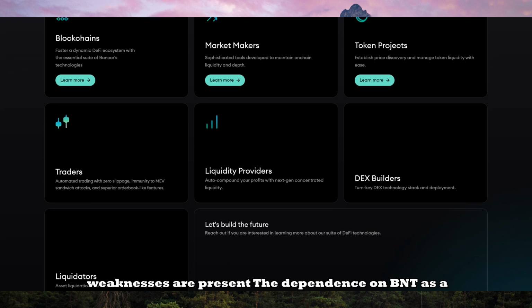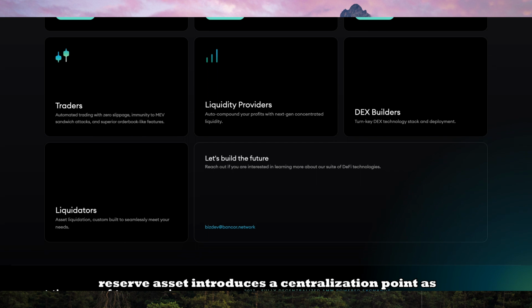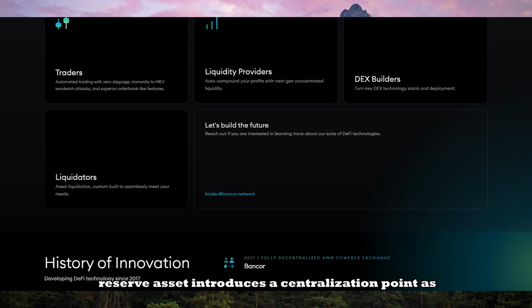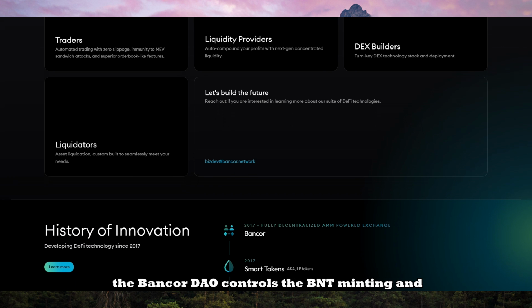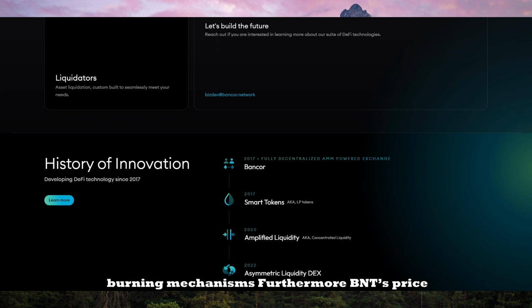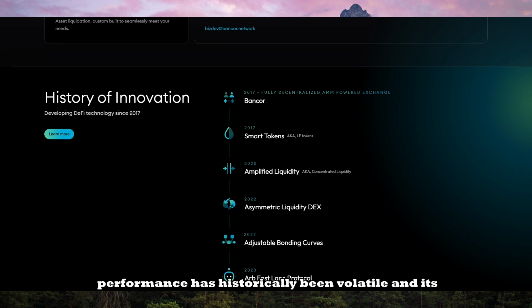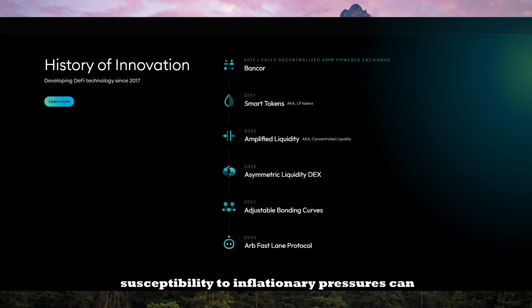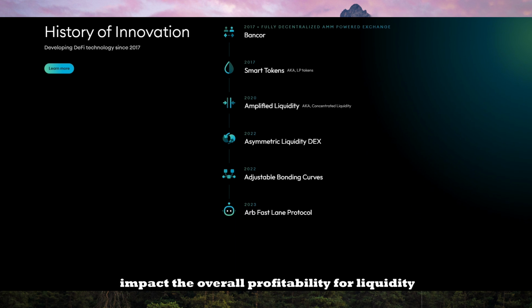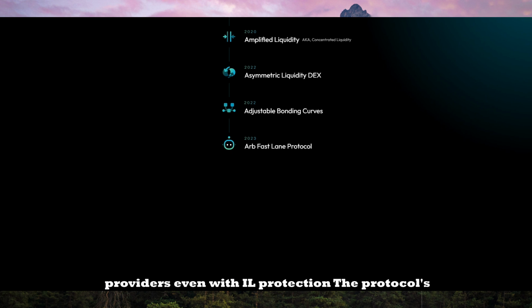However, weaknesses are present. The dependence on BNT as a reserve asset introduces a centralization point, as the Bancor DAO controls the BNT minting and burning mechanisms. Furthermore, BNT's price performance has historically been volatile, and its susceptibility to inflationary pressures can impact the overall profitability for liquidity providers, even with IL protection.